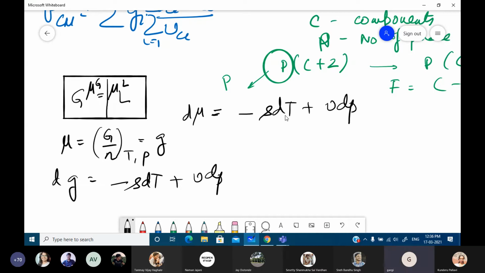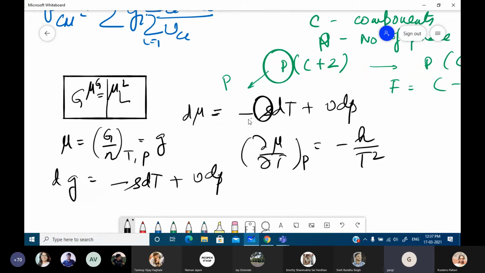Right? Now, this has also been discussed and the video has been run. This ∂mu/∂T at constant P, we had expressed in terms of minus H by T square. So therefore, this can be replaced by minus H by T square. And under that condition, if you know the change in enthalpy, you can find out mu.